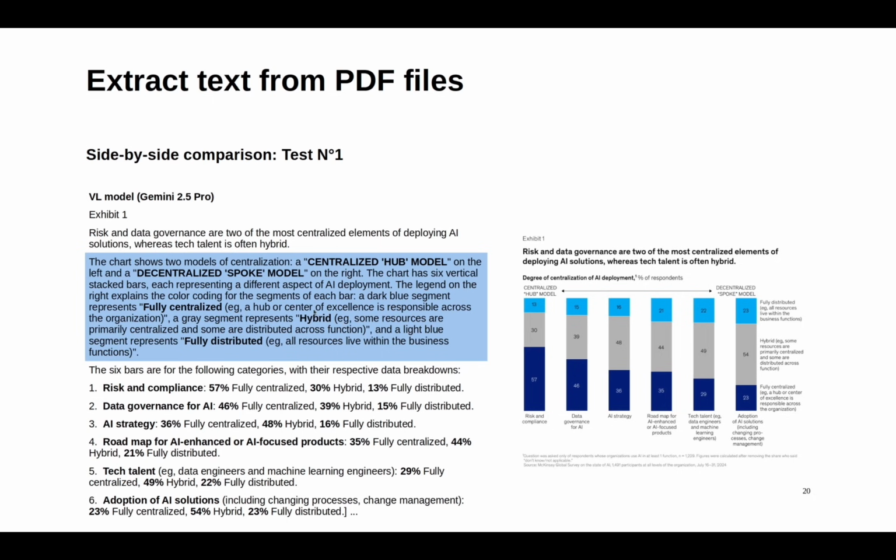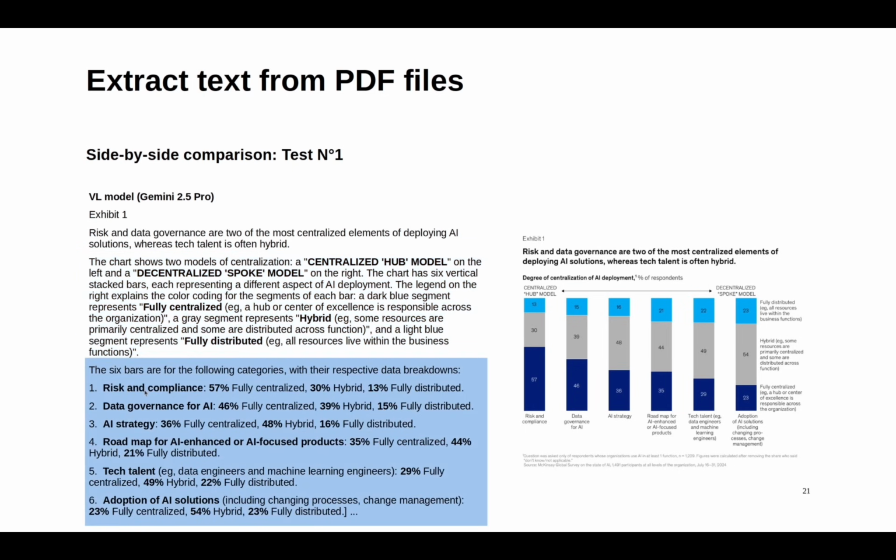Pause the video and read the description if you would like. I have highlighted some terms that appear in the charts to show that the model actually understands what it is seeing. For example, here we have centralized hub model, we see it here. We have decentralized spoke model. We have fully centralized, hybrid, and fully distributed. That comes from the legend, etc. And instead of listing the numbers inside the vertical bars, line by line, the model produced meaningful explanation.